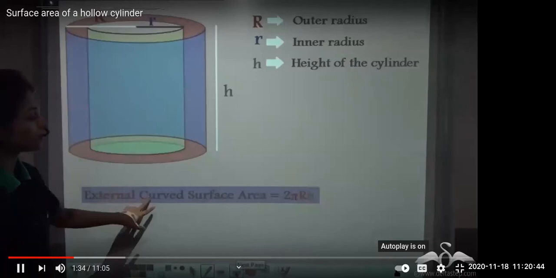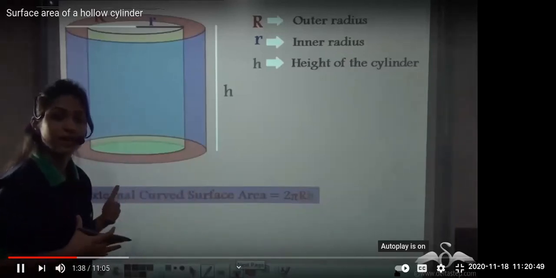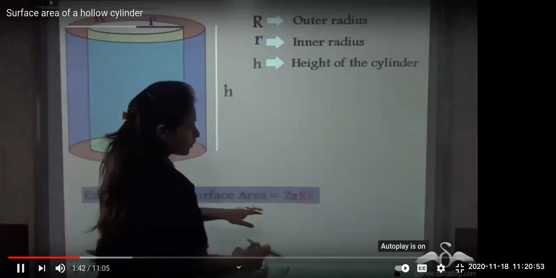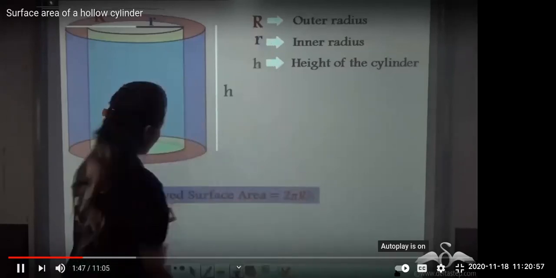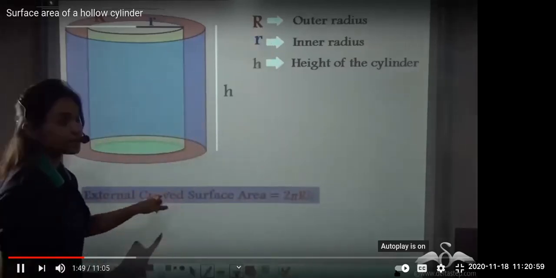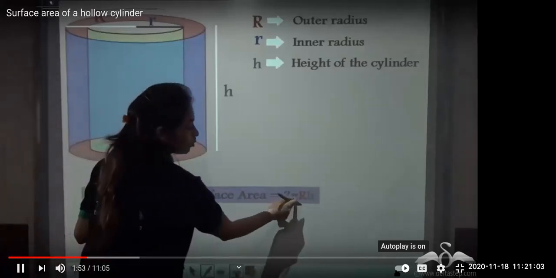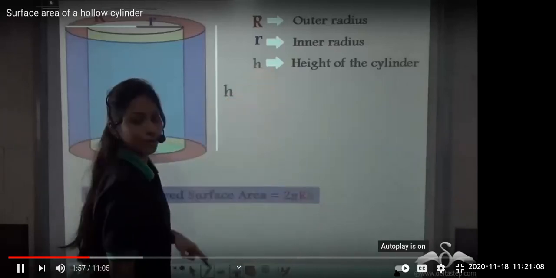Now the external curved surface area will be what? Now you know that the curved surface area of a cylinder is calculated by 2πrh. So here we keep the same formula and put capital R. Why capital R? Because we have to find out the external curved surface area, that is the outer curved surface area. So that is 2πRh, where R is the capital R, that is outer radius.